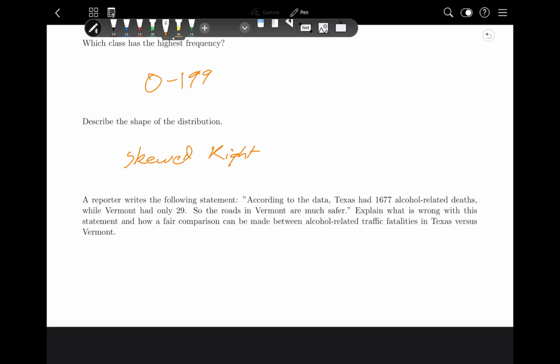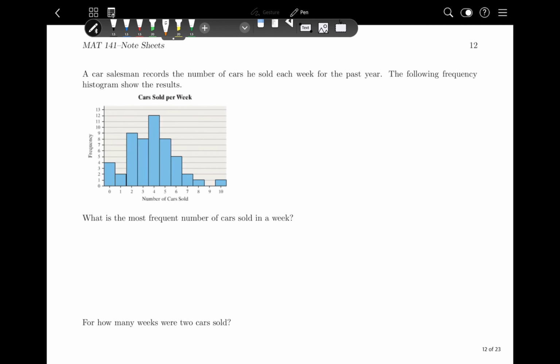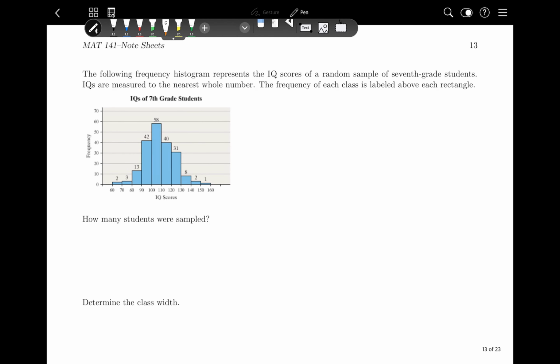There are many more people in Texas than there are in Vermont. So for a fair comparison, we would want to take the number of traffic fatalities in Texas divided by its population, and the number of traffic fatalities in Vermont divided by its population, and look at those percentages, those ratios. Whichever one had the higher ratio would say which one was less safe for alcohol-related traffic fatalities. Okay. So what I'd like you guys to do now is pause the video and try these two problems.